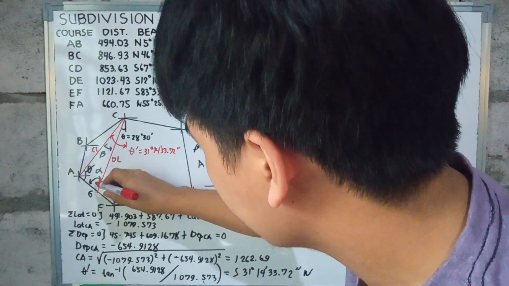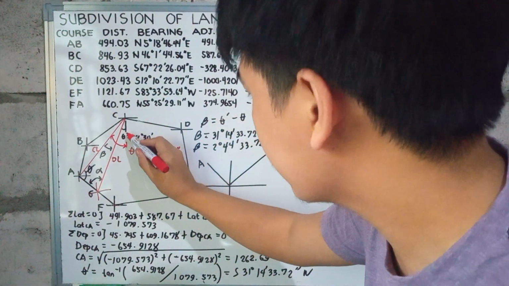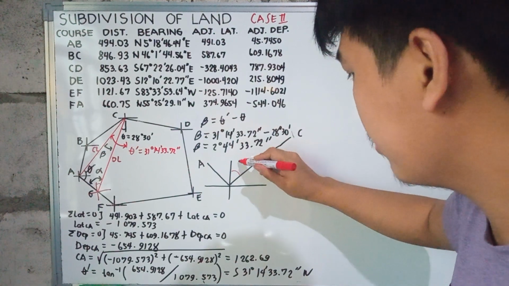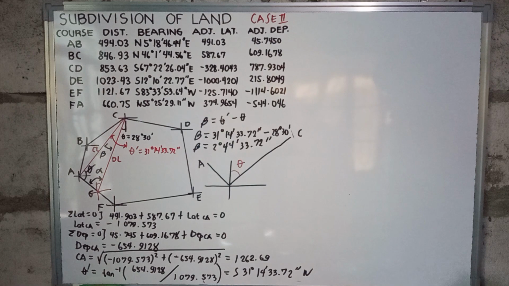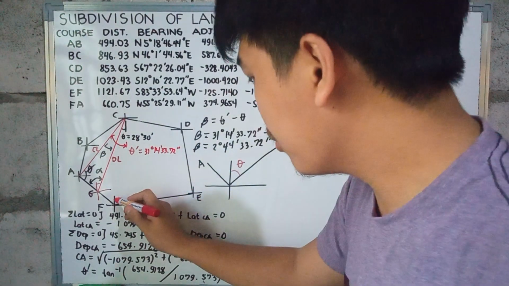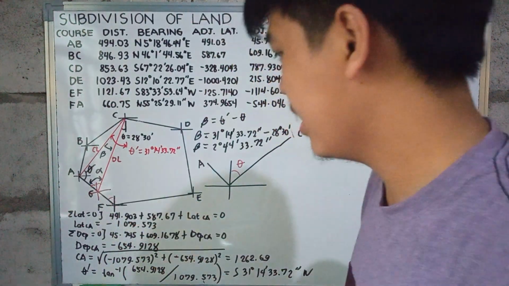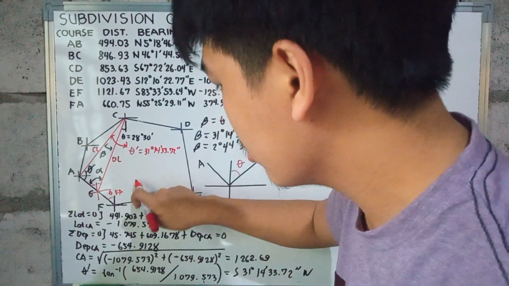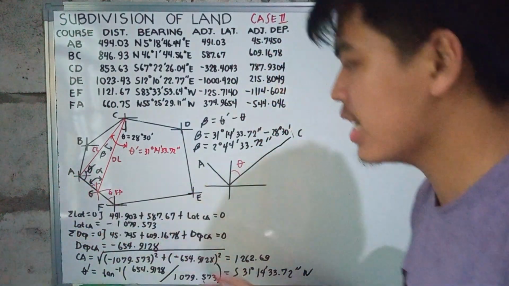kung hatiin natin dyan dito, by alternating angles, kung theta to, mangyayari is theta din dito. So, dito, meron tayong value ng theta by alternating angles. So, kung ano yung bearing natin sa FA, from F to A, yun yung magiging bearing from G to A. Kasi same line lang naman sila eh.